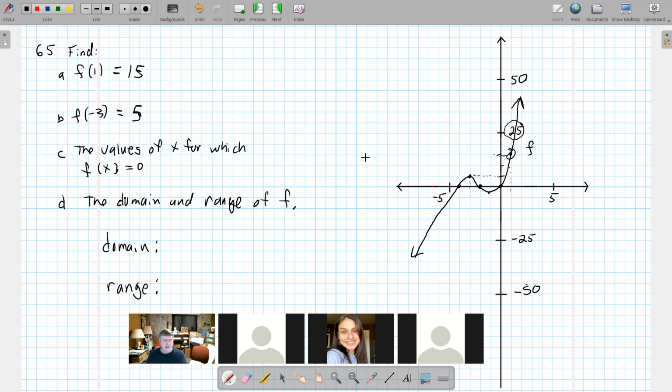Okay, now the values of x for which f of x equals 0, which is another way of saying the values of x for which y equals 0. Where does y equal 0? On the x-intercepts. So there, and there, and there. So x equals what? -4 and -2 and 0.